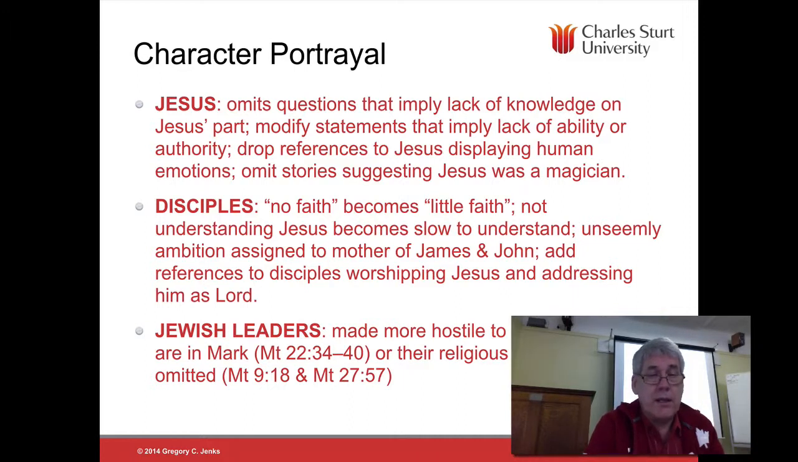Or in the case of a couple of named characters like Joseph of Arimathea and so on, the fact that they're religious leaders in the Jewish community, that bit is omitted and we just get their name but not their Jewish role. Now, we tend not to notice that because we know that Joseph of Arimathea was a member of the council, but Matthew just drops that out so that we're not making those connections. Okay?